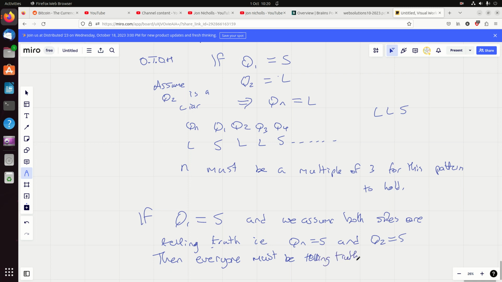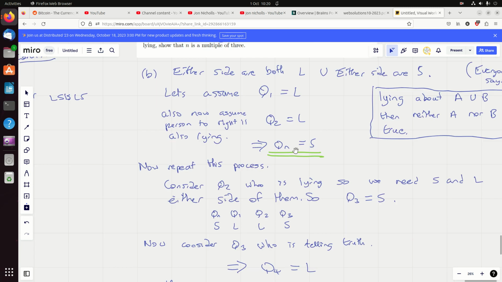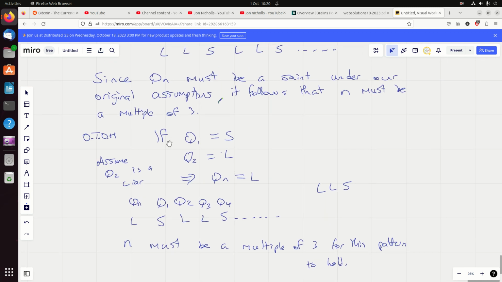And I can see why they started with that, yeah? In which case, our original, because we're only interested in if at least one person is lying. So that is not possible under our assumption, so we don't have at least one person lying. And that's why we can safely ignore that possibility. And that's why we need Q1 is S, Q2 is L, and that's when you're going to get SLL, SLL, SLL, and you're going to get a multiple of 3.